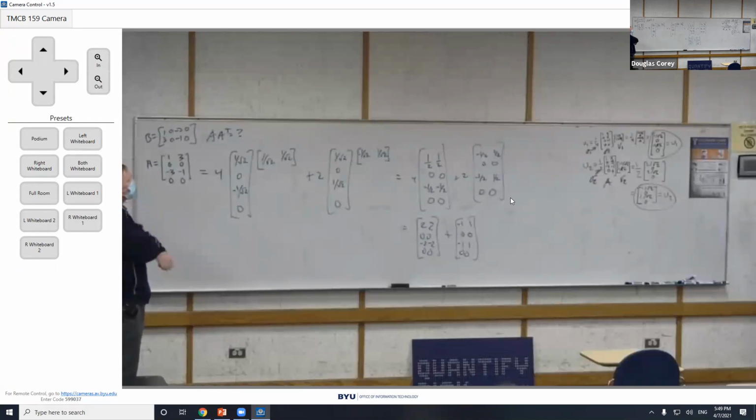A times A transpose. Well, A times A transpose might not even be the same size as your original.